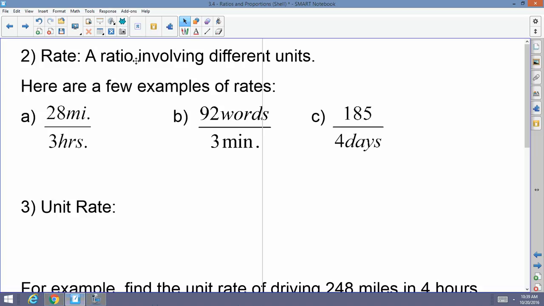You can type 98 words and 92 words in 3 minutes. That's a rate. Okay?